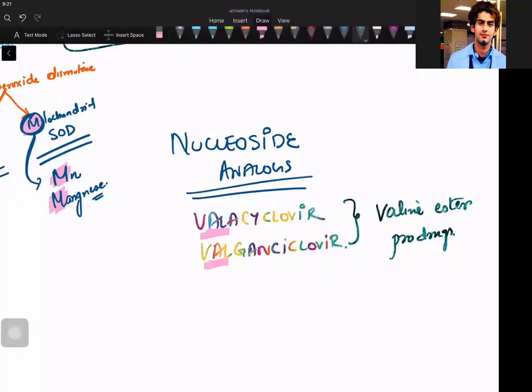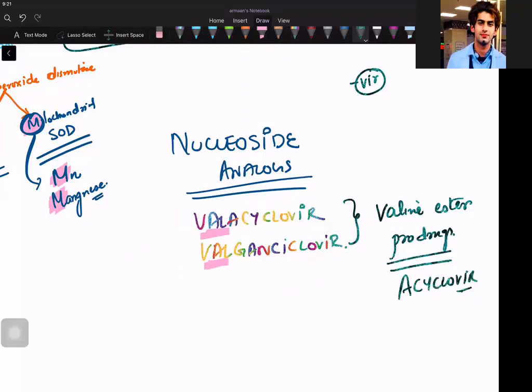You know, when we see anything written with VIR, it means it is an antiviral drug. Like we have acyclovir, ganciclovir, ritonavir, and navir. So these all are going to be antivirals. So valacyclovir and valganciclovir are valine ester products of what? Acyclovir.